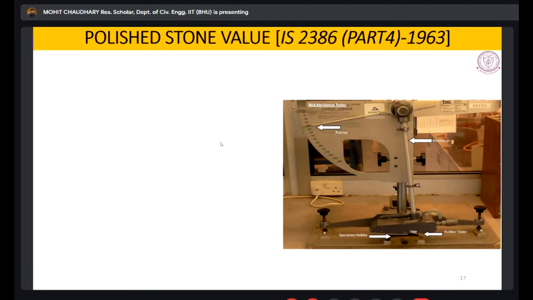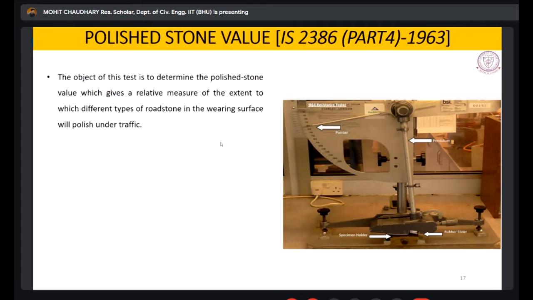So our aggregates should be resistant to the polishing action of the wheels. So we check it with the help of the polished stone value test. This test is basically done in two parts. The first part is what we do: we actually polish the aggregate by accelerated polishing. We simulate the condition where the aggregates get so smooth that they may get slippery.